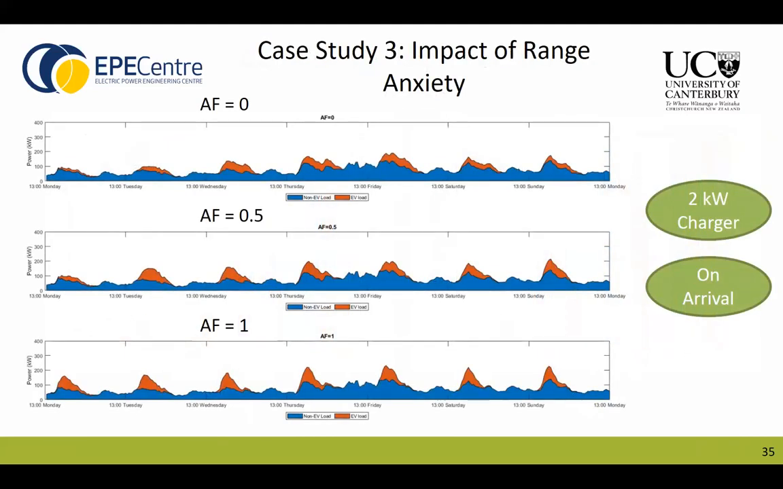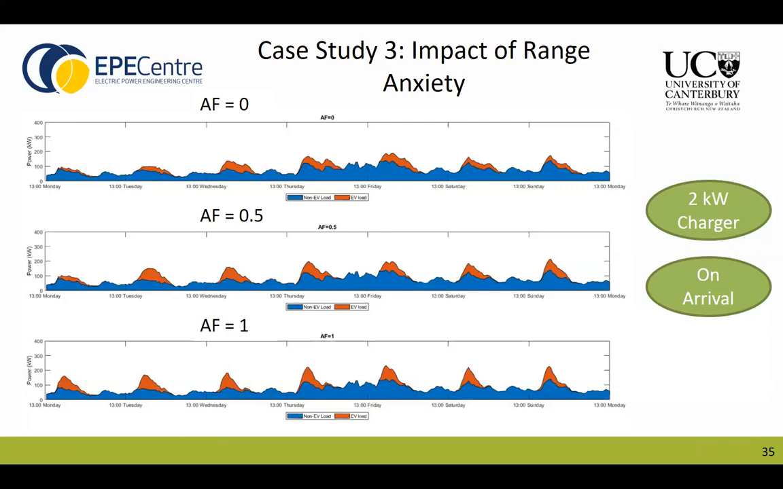Okay, and finally, I'm going to give you a quick run over of range anxiety. Within this work, an anxiety factor was defined, and that is denoted as AF, seen here. And this is used to model an EV owner's tendency to charge. So simply put, an anxiety factor of 1 means that for any arrival state of charge which is less than the battery's working capacity, the EV owner will charge to full that night, if possible.